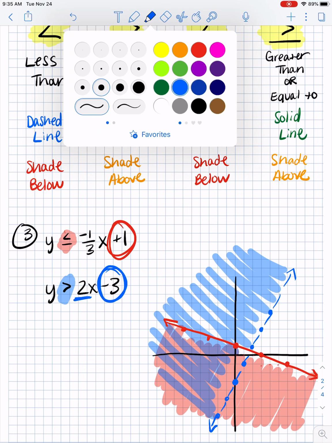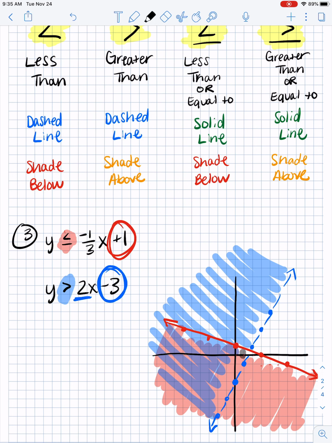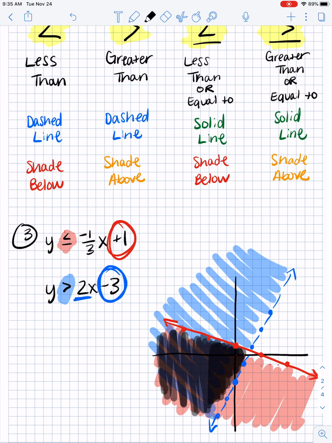So then this time you can see we have this overlapping area where it's shaded red and blue. That's actually your solution. So anything inside this overlapping area, that black shaded area, is your actual solution, okay?